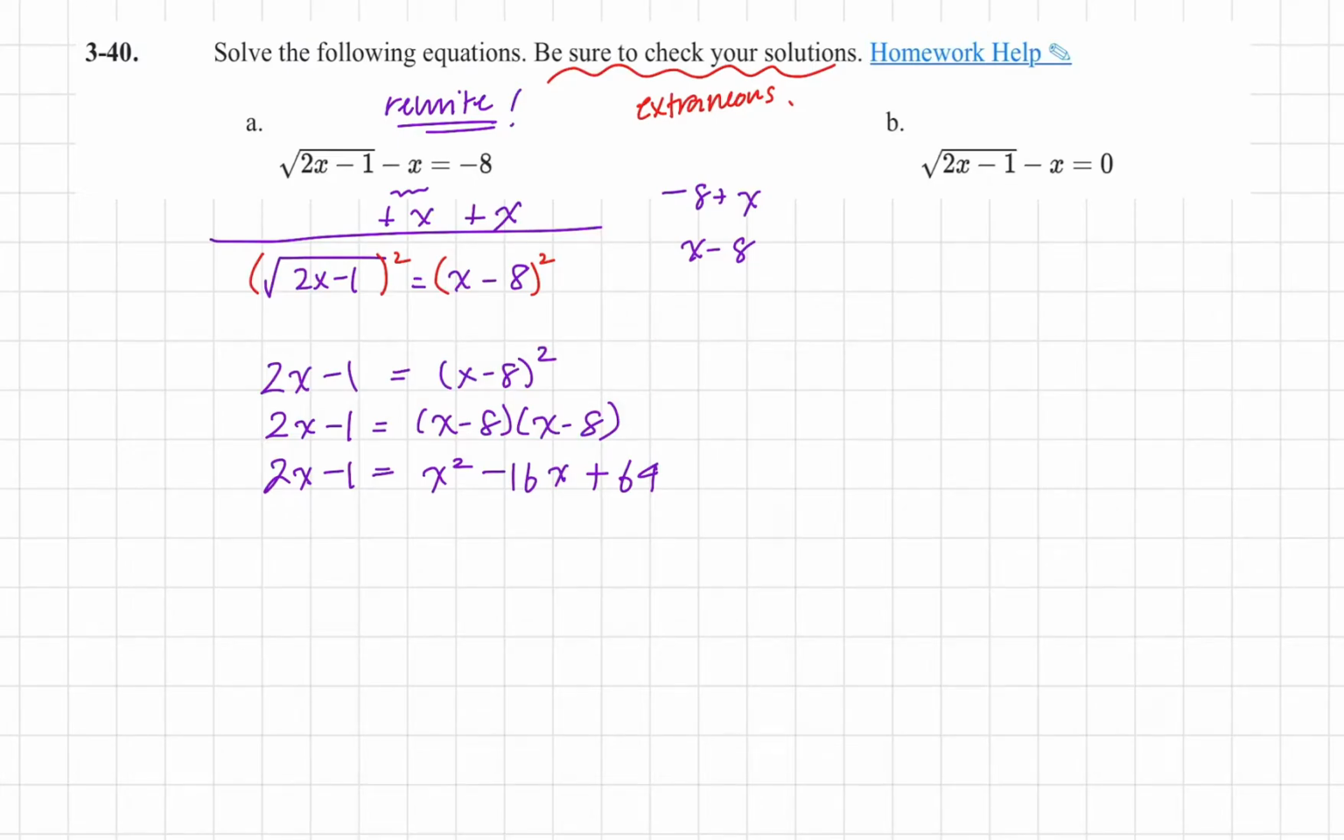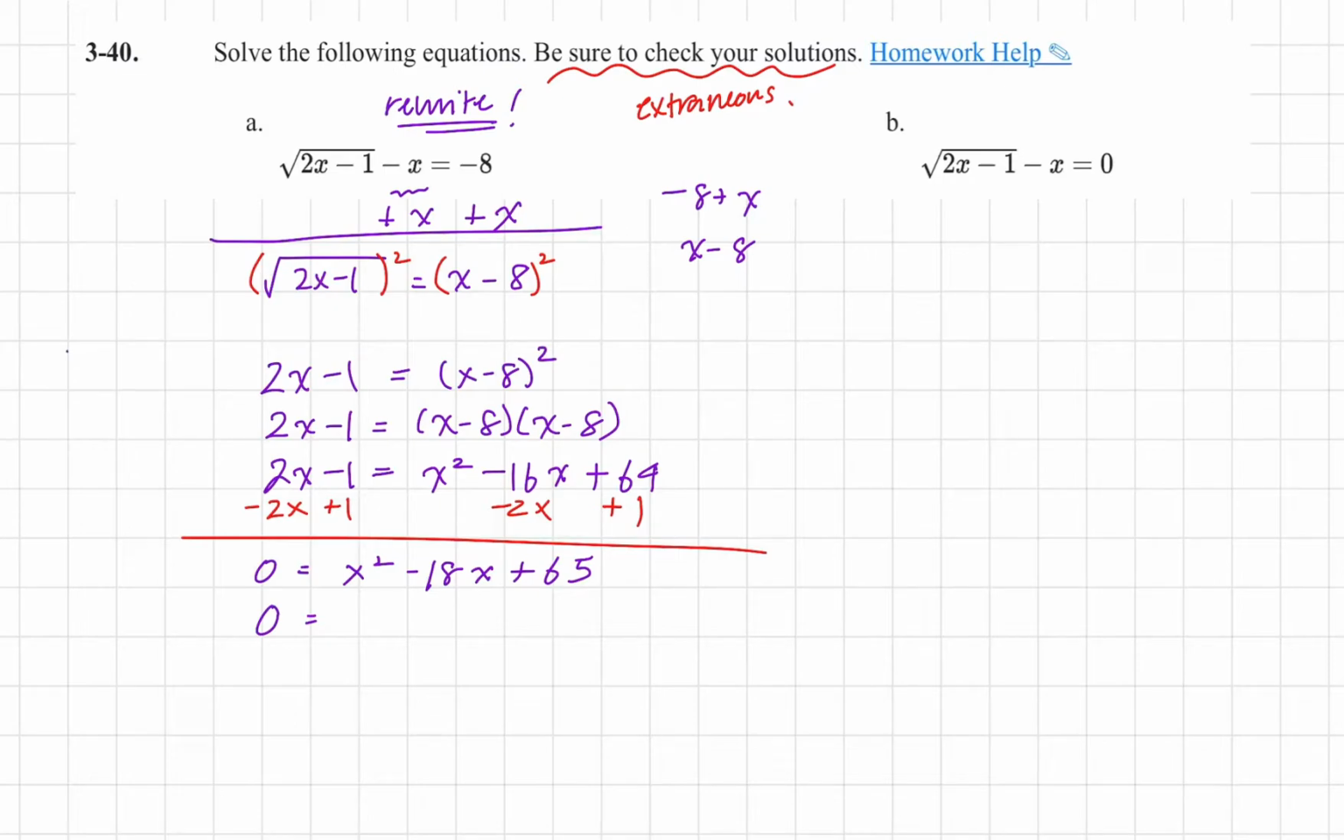So now we got a quadratic going, and we're going to have to solve it. But we're going to have to first make it equal to 0. So subtract 2x both sides. And add 1. So now we got a 0 on the left side. Everything canceled out. I got x squared minus 18x plus 65. And this is going to be factorable.